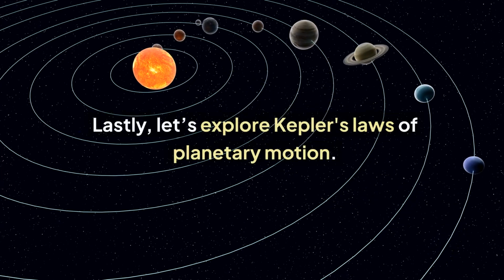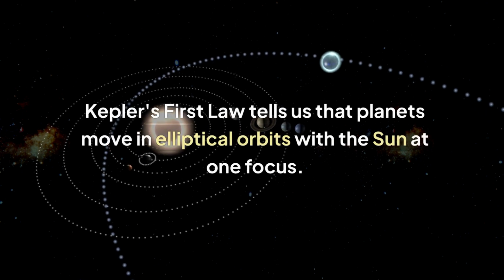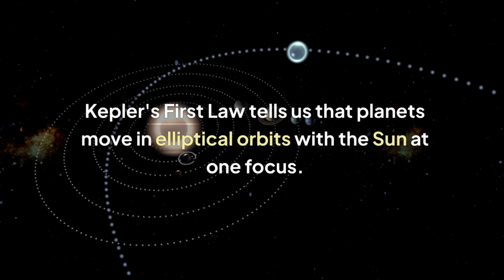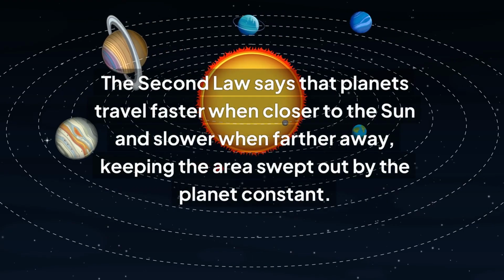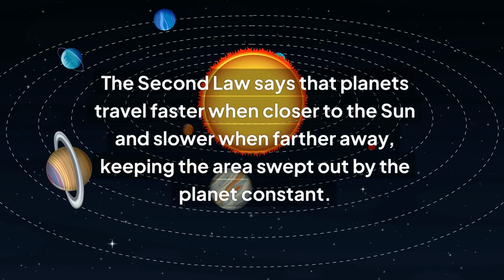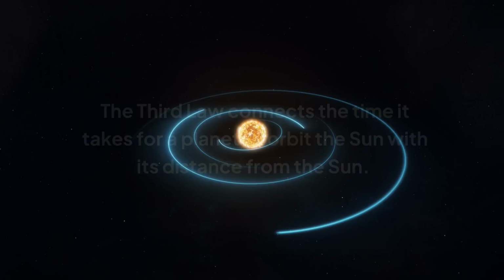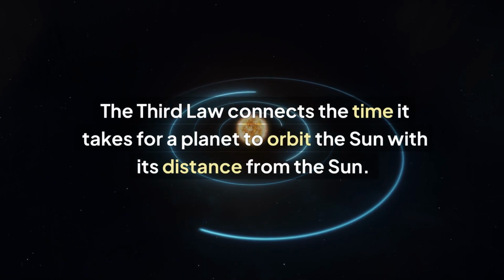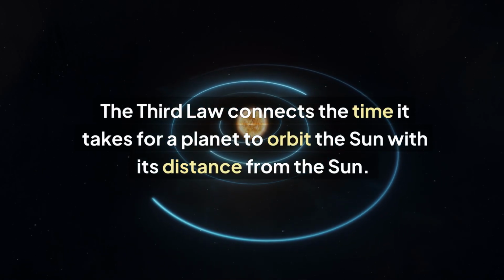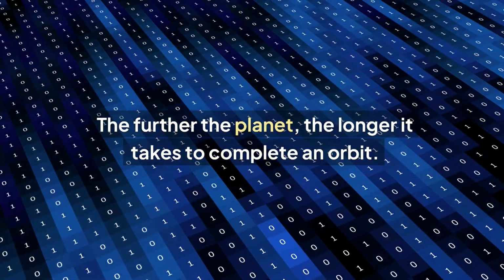Lastly, let's explore Kepler's laws of planetary motion. Kepler's first law tells us that planets move in elliptical orbits with the Sun at one focus. The second law says that planets travel faster when closer to the Sun and slower when farther away, keeping the area swept out by the planet constant. The third law connects the time it takes for a planet to orbit the Sun with its distance from the Sun. The further the planet, the longer it takes to complete an orbit.